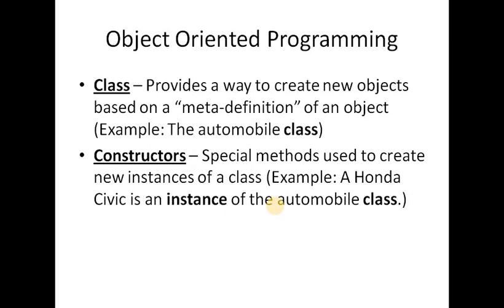Class is another one, which provides a way to create new objects based on meta definitions of an object. For example, we can take the automobile class. Constructor is another term, a special method used to create a new instance of a class. For example, a Honda Civic is an instance of the automobile class. So the main question is, what is a class in object oriented programming?